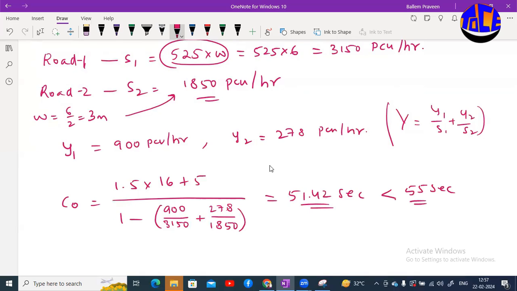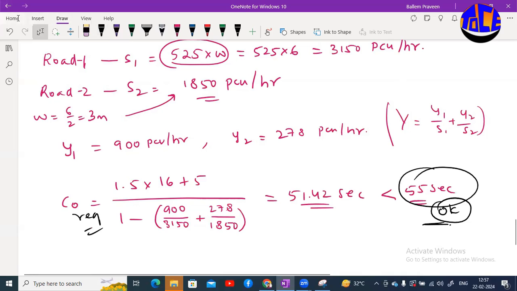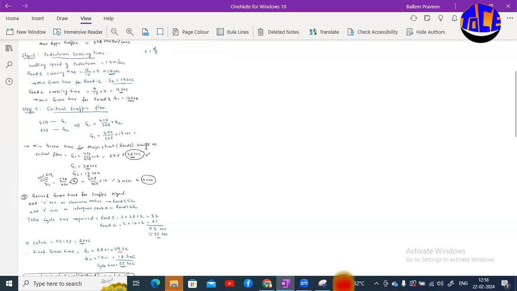Therefore the signal design we have made as per IRC is okay. It is satisfied. The 55 seconds we have provided is greater than the required value, so this is the required value. Therefore it is satisfied. This is how we are going to design the traffic signal based on IRC 37.